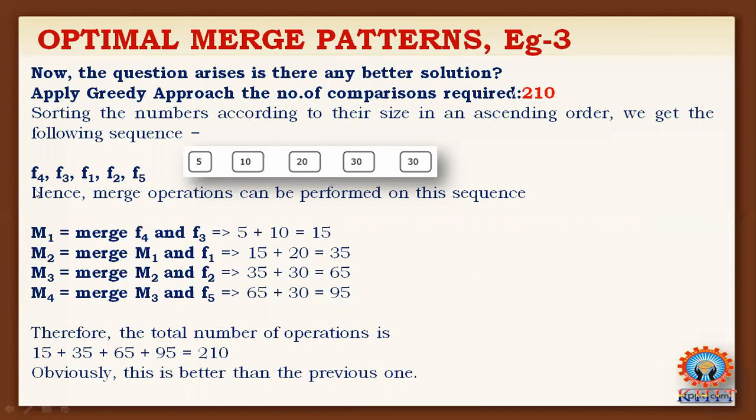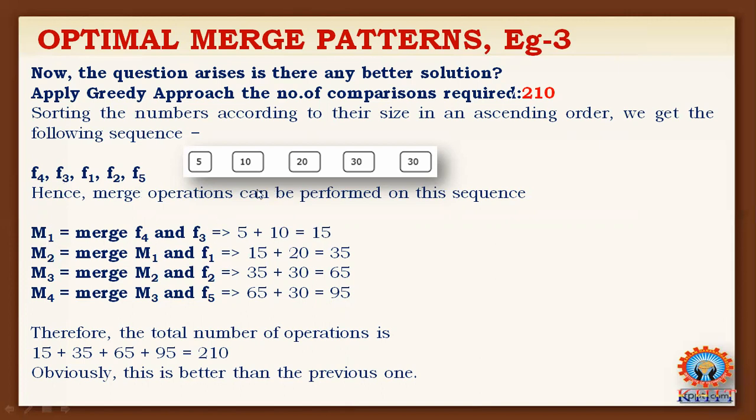When we apply the greedy strategy to the given problem, the files will be arranged in such a way that we can start the merge process. Here, in the merge process, identify the two smallest files. The two smallest files are F4 and F3. Merge these two files initially. When we merge F4 and F3, the result will be 15, and 15 will be stored in merge 1.